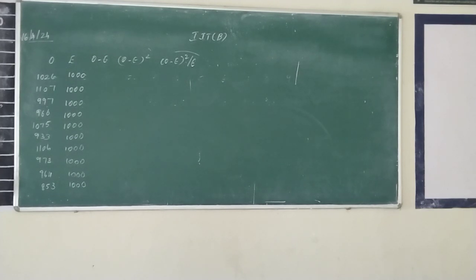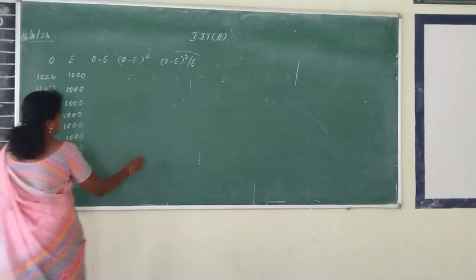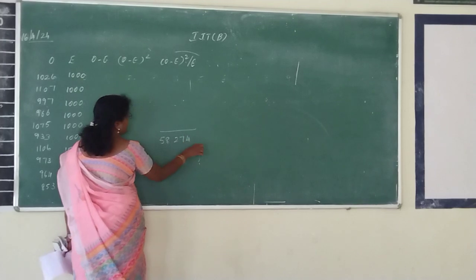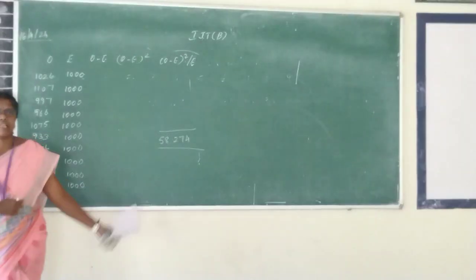When you approximate, minimum 3 decimal places you approximate. Even if you go up to 4 decimal places, it is good. But minimum 3 decimal places, not less than 3, when you divide and write the answers. Okay, shall we proceed? So the total is 58.274. So actually this is our chi-square value.